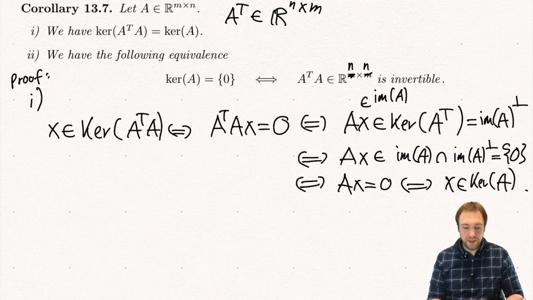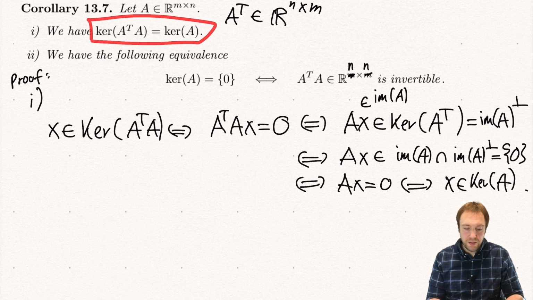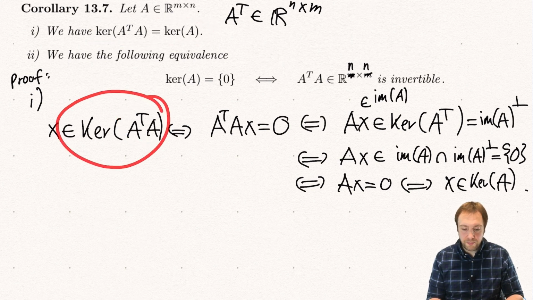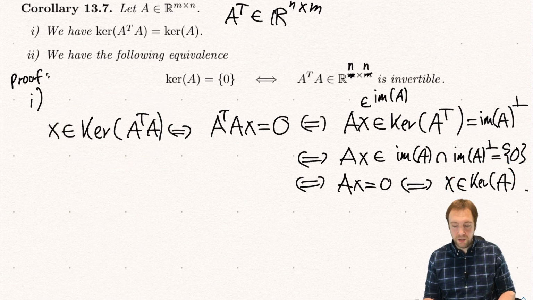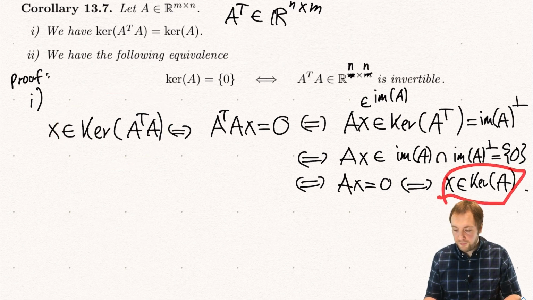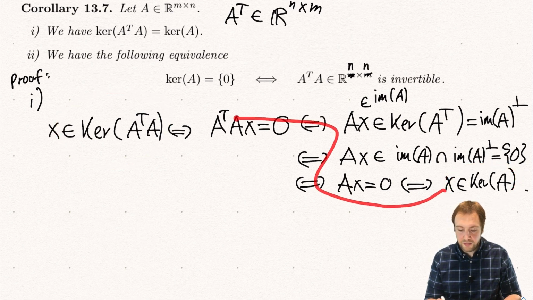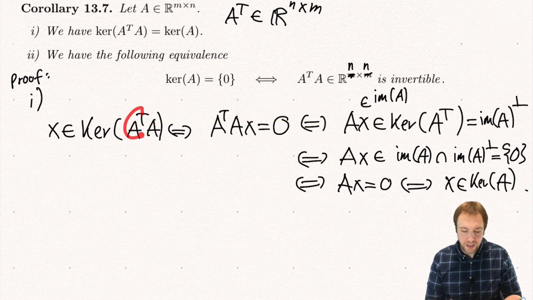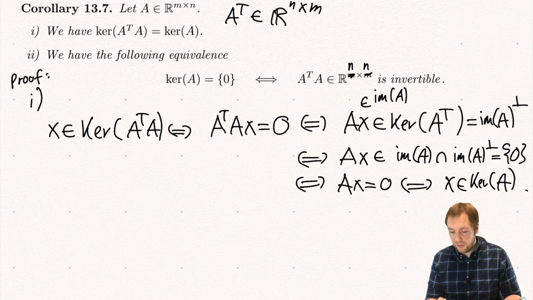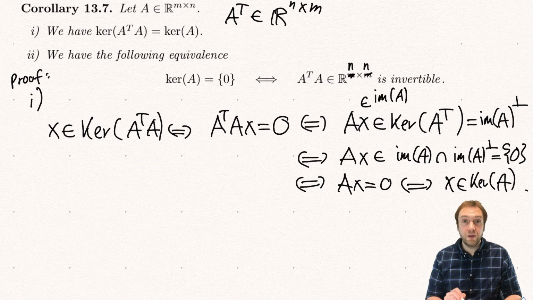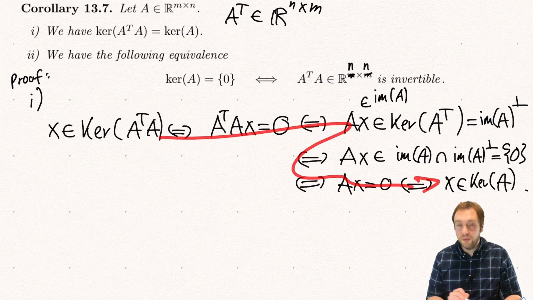And this proves the first statement, where we wanted to show that this kernel here is the same as this kernel here. We saw that if x is in the kernel of A, then it's also in the kernel of A transpose A. Well, this is clear because if I multiply this with the vector x and AX is already 0, then everything is 0. But this direction here is not clear. But we showed that if x is in the kernel of A transpose A, then it's also in the kernel of A.